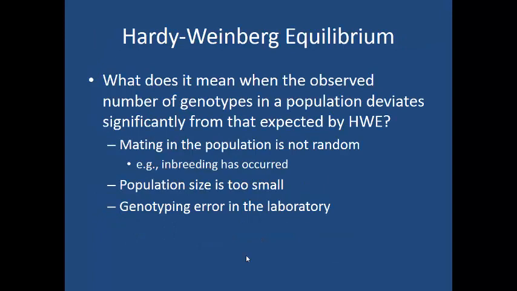So what does it mean when the observed number of genotypes in a population deviates significantly from that expected by Hardy-Weinberg equilibrium? Well, it could mean that mating in the population is not random. For example, maybe inbreeding has occurred. It could mean that the population size is too small, or even perhaps that genotyping error occurred in the laboratory.